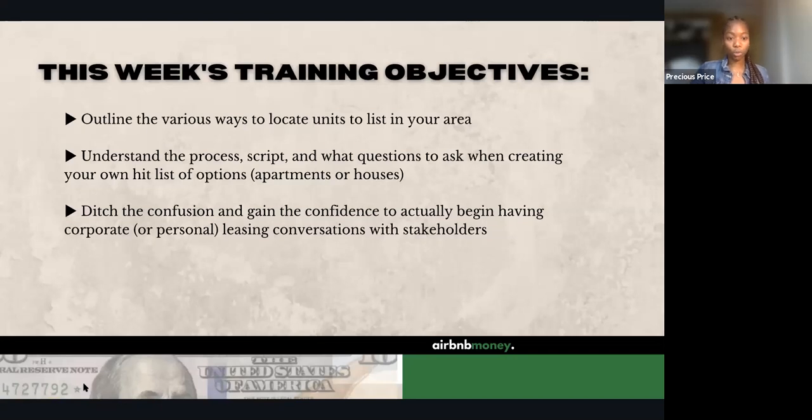There are about 3 to 4 ways that I'm going to outline and show you all how to do, that I personally use, and that I know about to identify units. The second objective is understanding that whole process and the script, and what questions to ask when you're actually creating your own hit list of options.